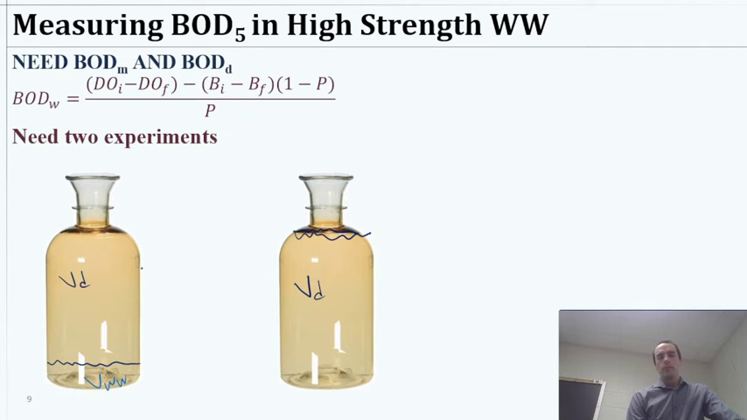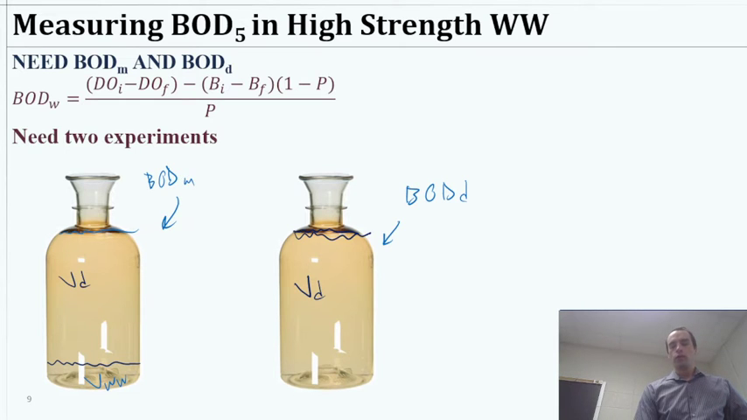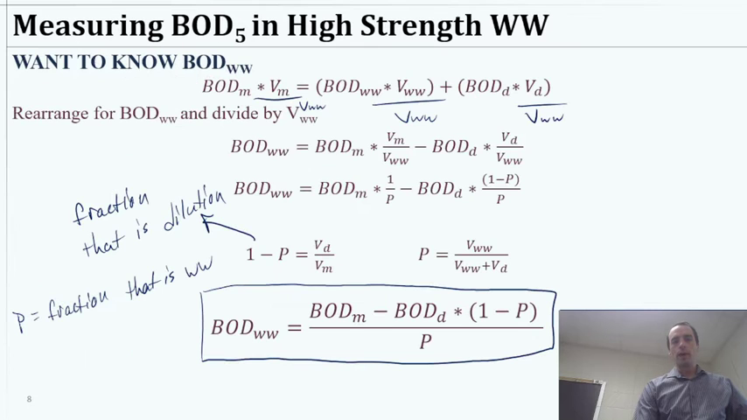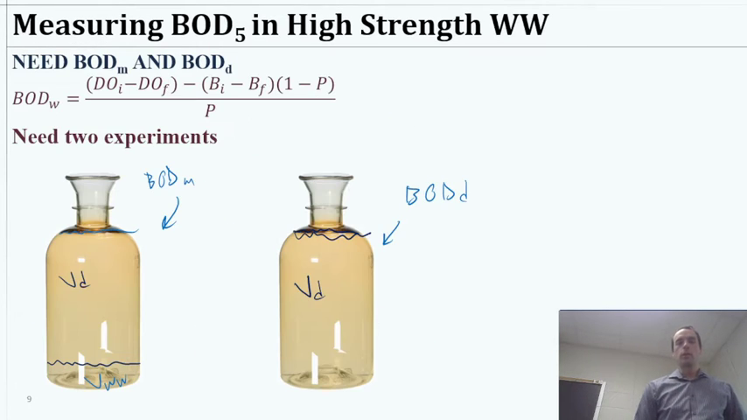Okay, so with that, we'll do two experiments at the same time so that we can know the BOD of the dilution, which will come from this, and we'll get the BOD of the mixture from this. So just stepping backwards a moment, in order to solve for the wastewater, we need the BOD of the mixture and the dilution. So these are those two experiments, right? So we'll have two bottles.